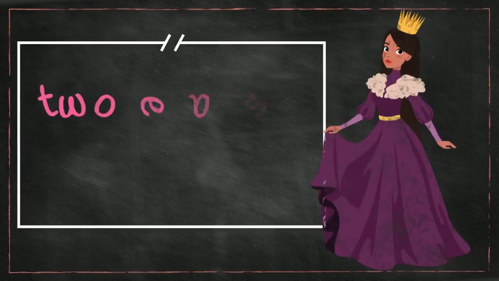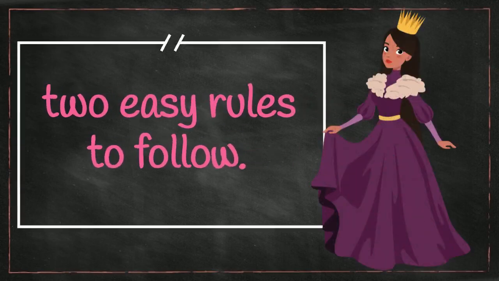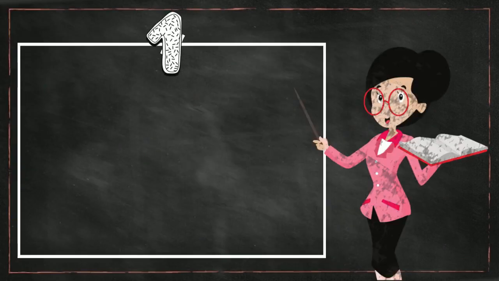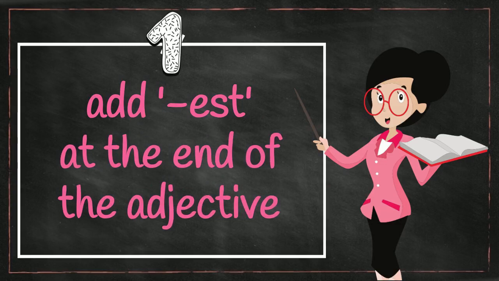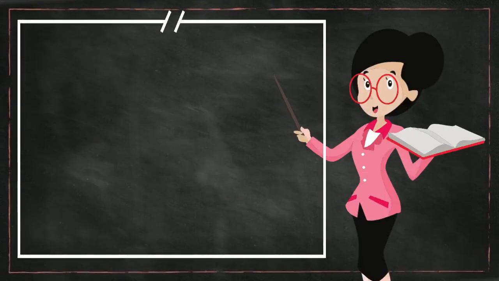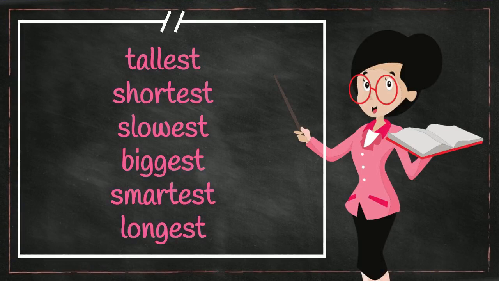There are actually 2 simple and easy to follow rules for you to change the basic adjective into superlative adjectives. So let's see. Rule number 1. Add est at the end of the adjective that you are using. For example, tallest, shortest, slowest, biggest, smartest, longest, and so many more.